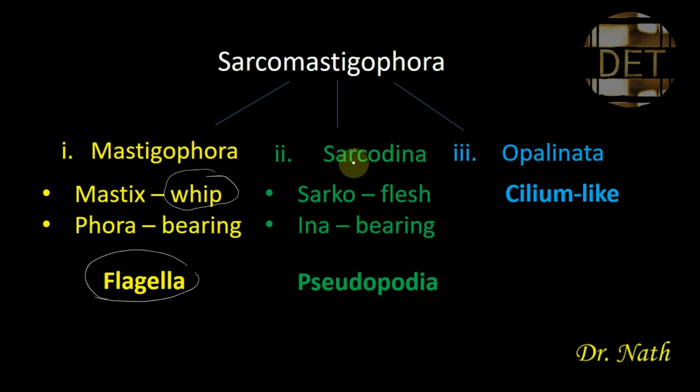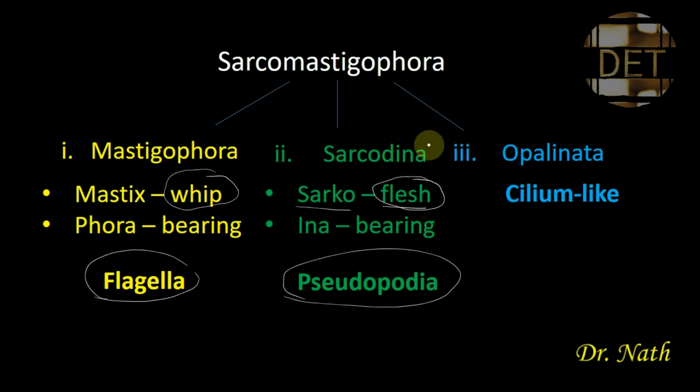Then the other subphylum that we have here is the Sarcodina, derived from two Greek words, sarcos, which means flesh, and when we are talking of flesh, we are referring to pseudopodia, and ina, which means bearing. So Sarcodina are simply a subphylum of Sarcomastigophora that moves with the help of a pseudopodia. Then we have the third subphylum, which is the Opalinata, and they move with the help of cilium-like structures that are embedded in a par-oral membrane.